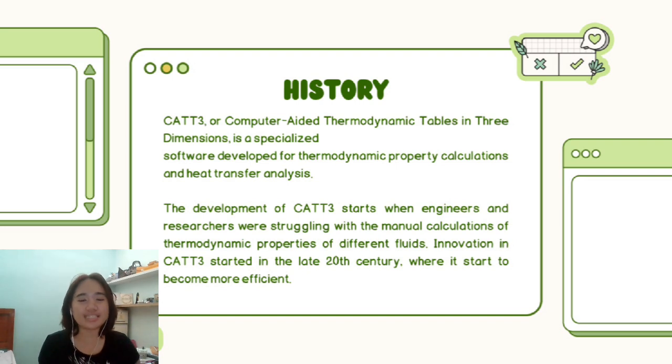The software was designed to assist engineers and researchers in handling complex fluid systems. CATT3 focused on accurate property data for a wide range of fluids under diverse conditions. Its unique three-dimensional representation of thermodynamic data allowed users to visualize these properties more effectively.